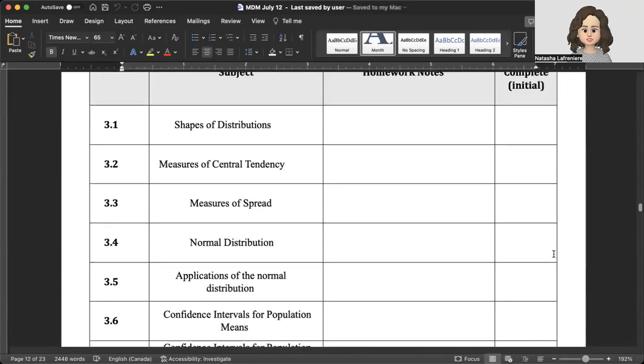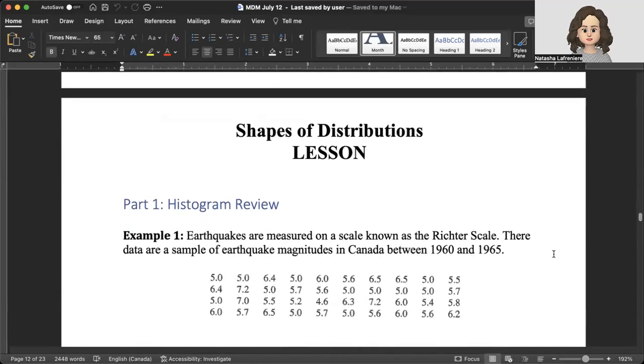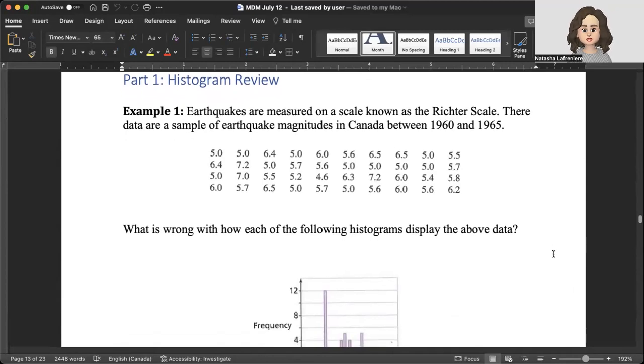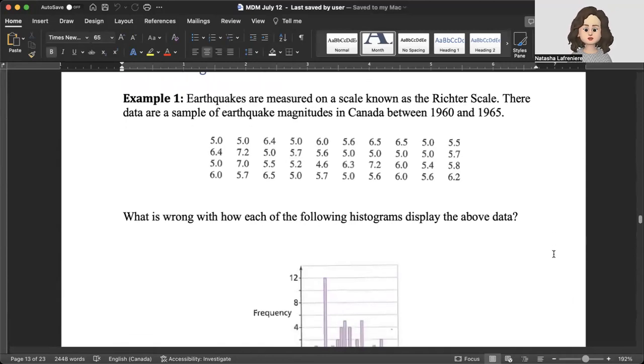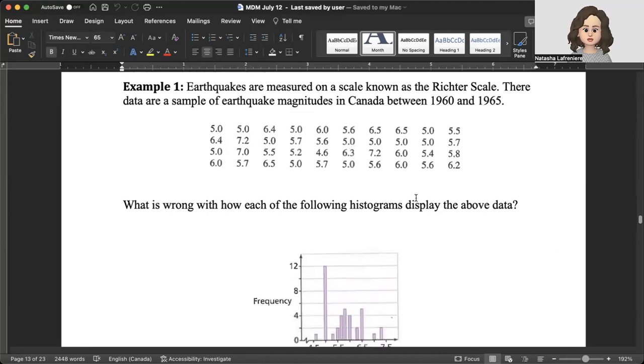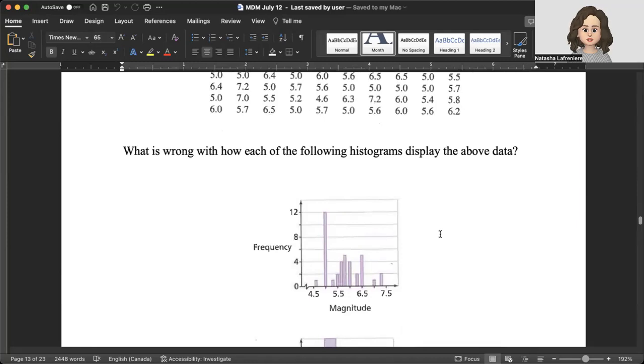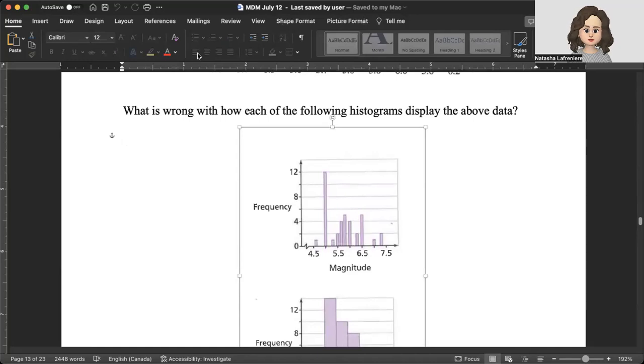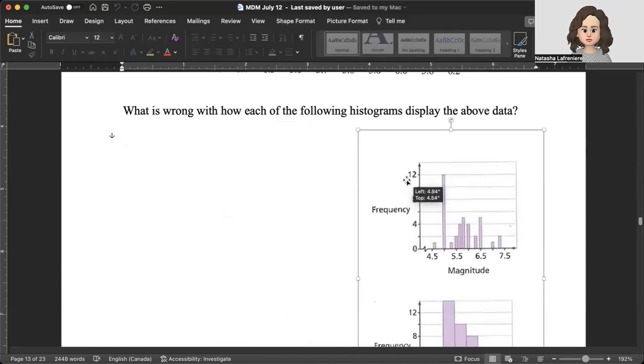Okay, so today we're looking at shapes of distribution. So we're just going to do a quick review on histograms. So we have example 1. Earthquakes are measured on a scale known as the Richter scale. The data are a sample of earthquake magnitudes in Canada between 1960 and 1965. So here's the data here. What is wrong with each of the following histogram displays of the data? So I'm going to move this. I'm going to do it here so I can type.